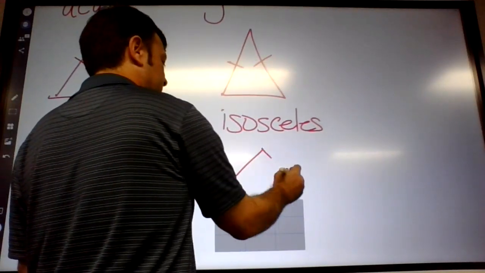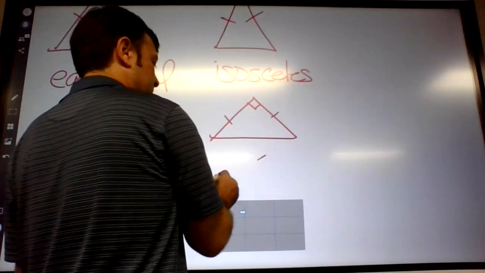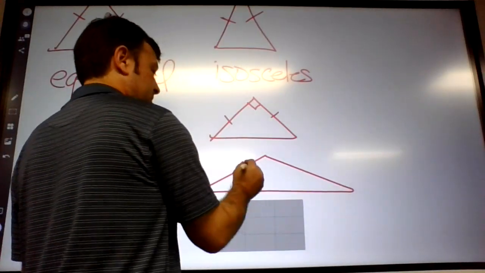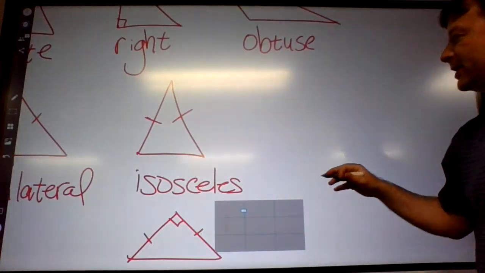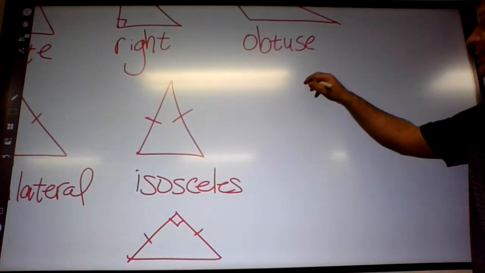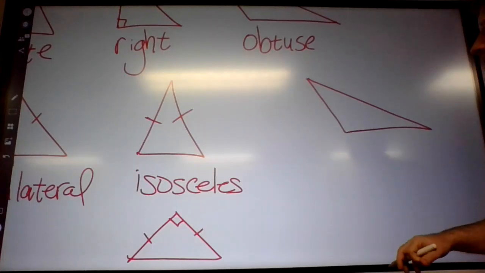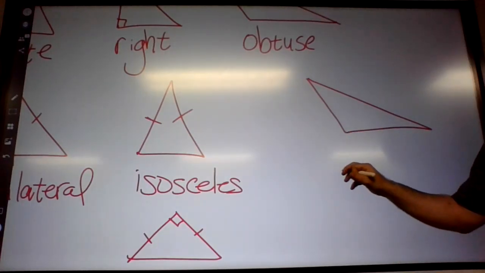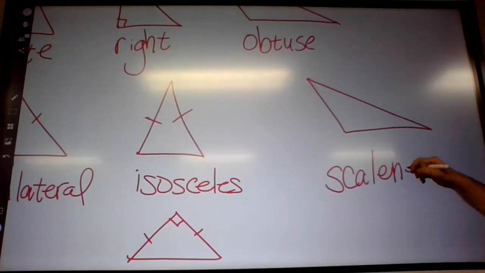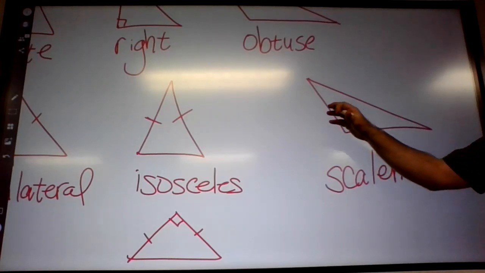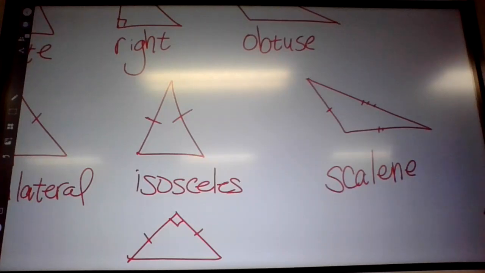It could look like this. Could look like that. Okay, it could look like a lot of things. But anyways, isosceles. If it has no equal sides, there's a bunch of different ways you could draw it. This would be an example. You guys know this one? Scalene. Scalene has no equal sides. So this one's like small, medium, big. They're all different sizes.